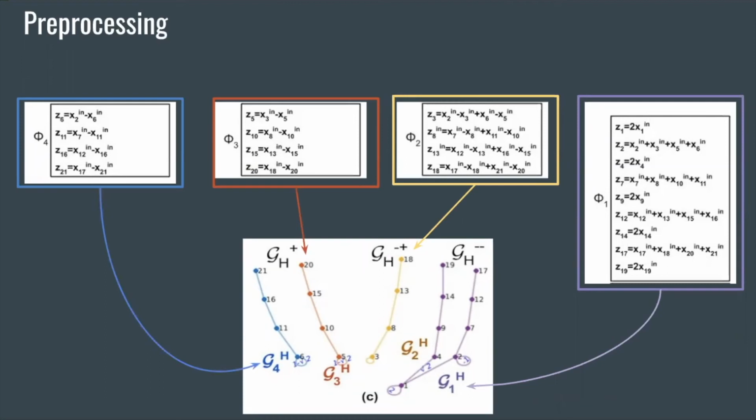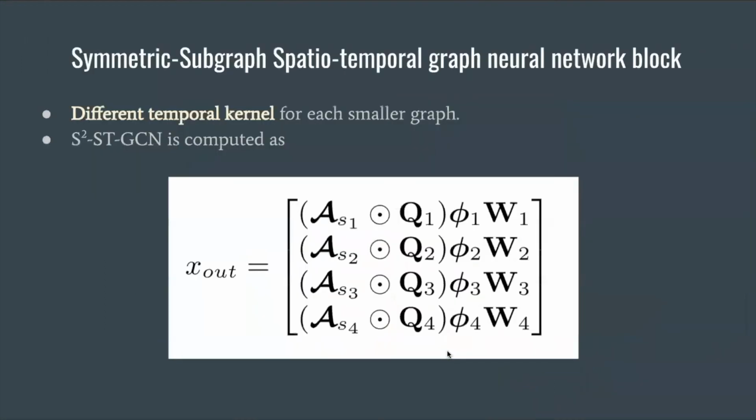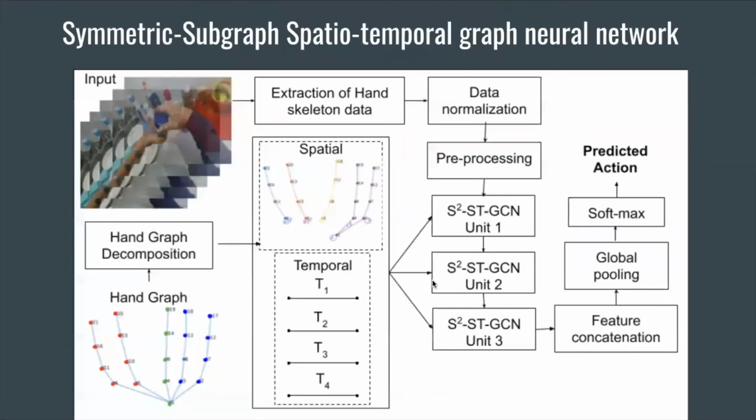And as I mentioned, these are capturing different aspects of the input data, so we will be using different temporal models for each of these smaller graphs. That's why we are using separate temporal models, and we have a separate weight matrix for each of the smaller graphs. We concatenate them, and at the end, after each layer, we compute the output feature map using this equation.